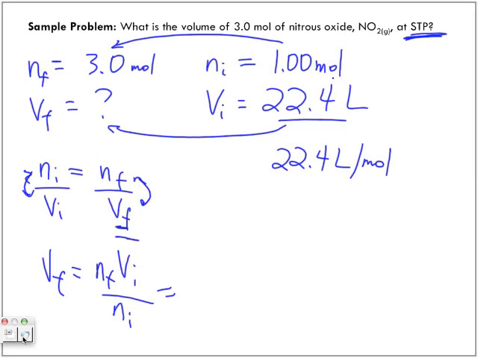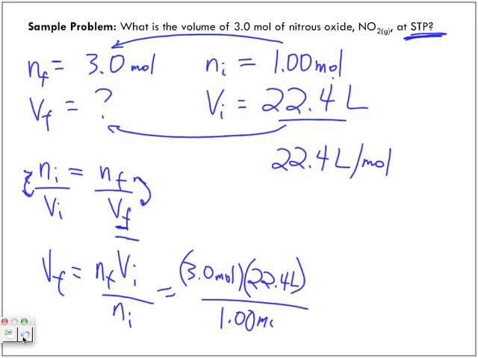So our final number of moles, 3.0 moles, multiplied by our initial volume, which is 22.4 liters, divided by 1.00 moles. So notice here, moles cancel out, and our answer is going to come out to 67.2 liters. The least number of significant digits in my question is 2. So we want the 67, we look at the 2, so the answer is 67 liters.